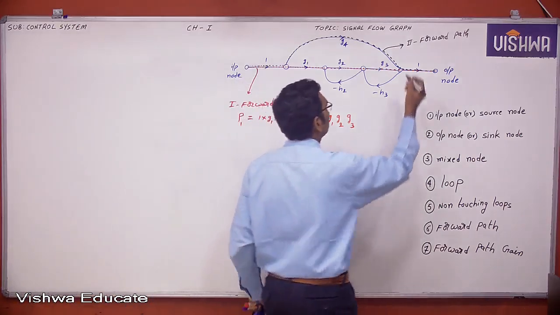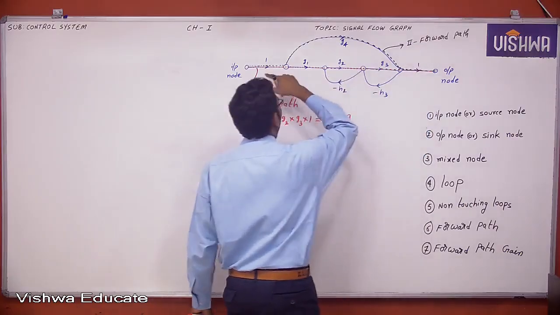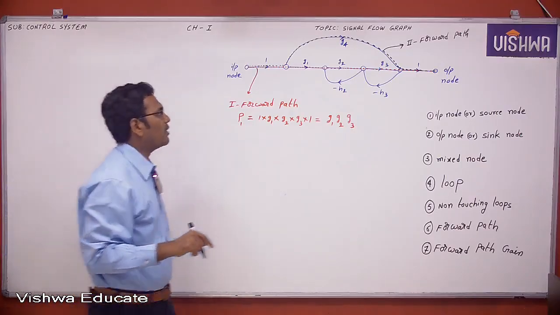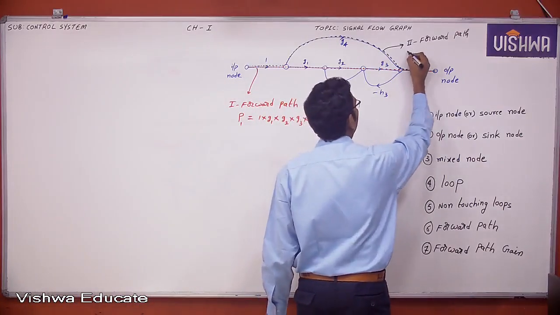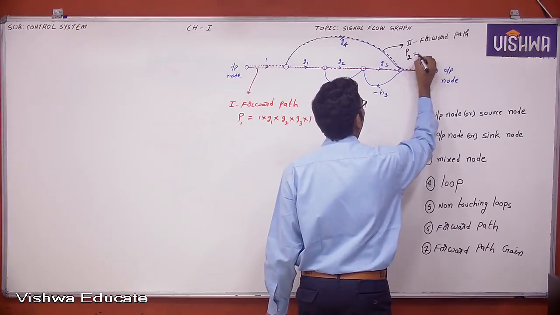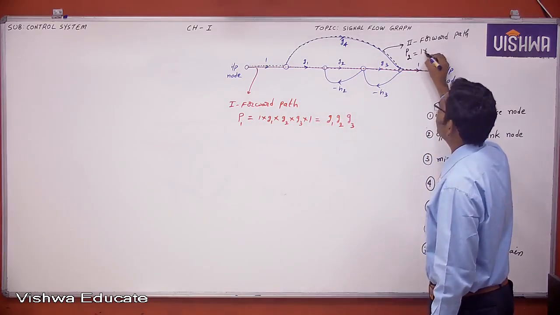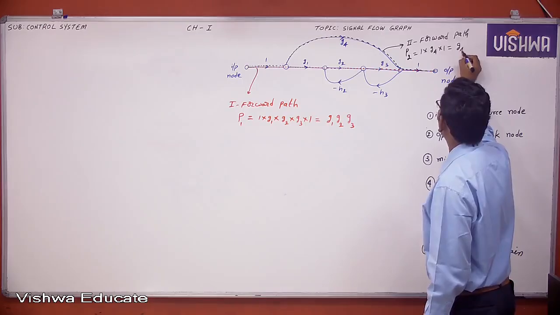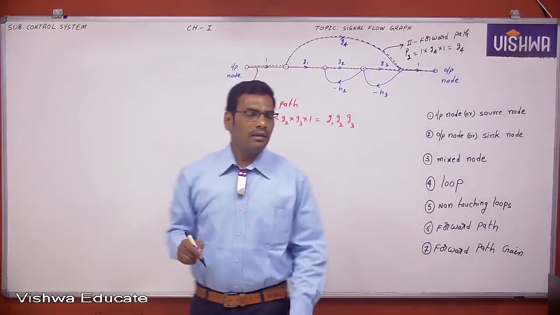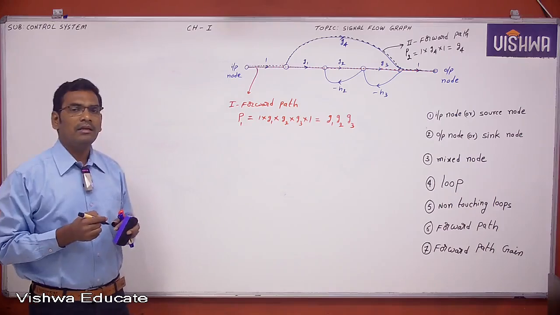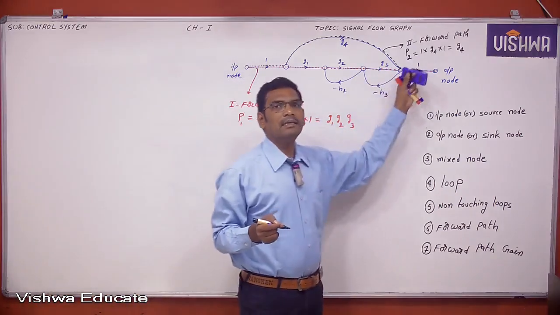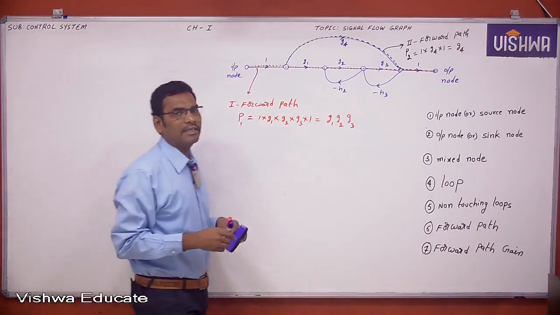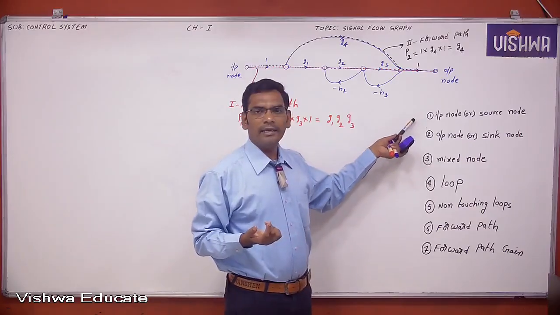Now this is the total gain in the second forward path. The total gain in the second forward path is called the second forward path gain. So let us represent it with P2, the second forward path gain, 1 into G4 into 1, which is equal to G4. This is the total gain in the second forward path, and this is the total gain in the first forward path. Therefore, this is the first forward path gain and this is the second forward path gain. Clear or not?